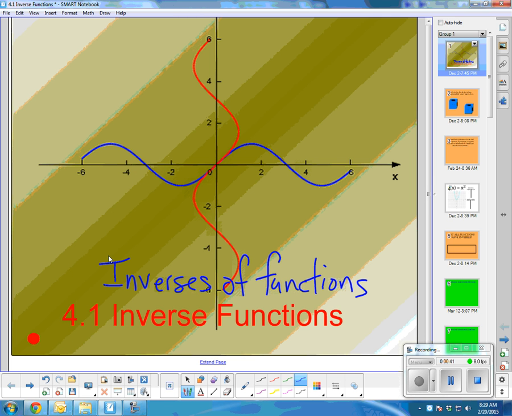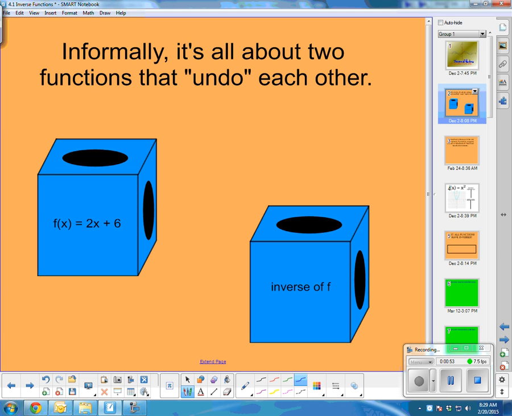This is something that we're going to use a lot for the rest of the year in our study of exponential and logarithmic functions, and especially as we go through trigonometric functions between now and the rest of the course. If we want to start with a very basic, easy definition, this is definitely an informal definition. It's about two functions that undo each other.